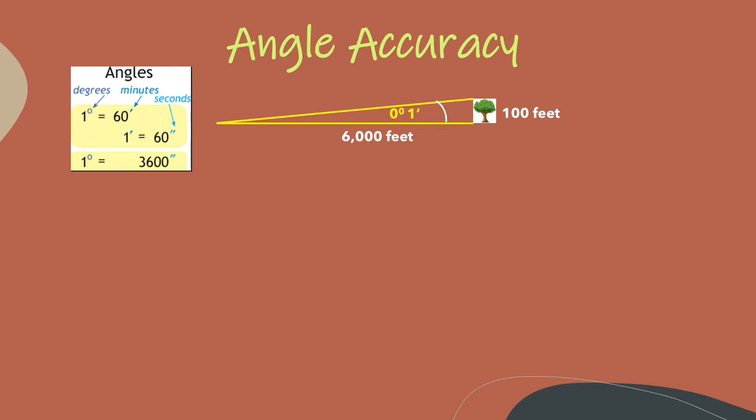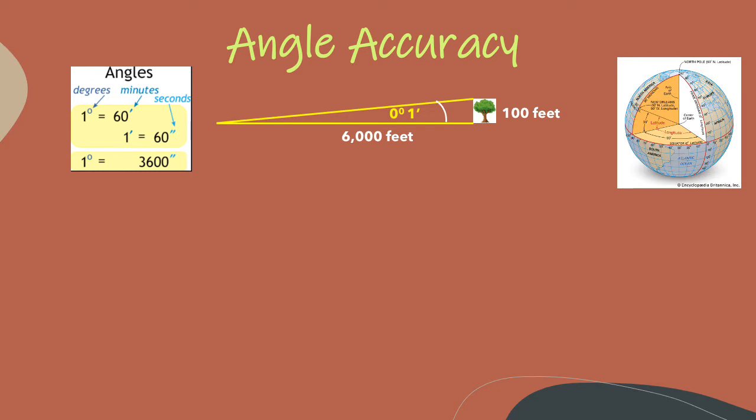To give a sense of how small an angle of 1 minute is, if we were to see a 100-foot tree at an angle of 0 degrees 1 minute out in the distance, that tree would have to be over 6,000 feet away from us, a distance of well over 1 mile. And if the angle was 1 second, then that distance would change to 68.18 miles.